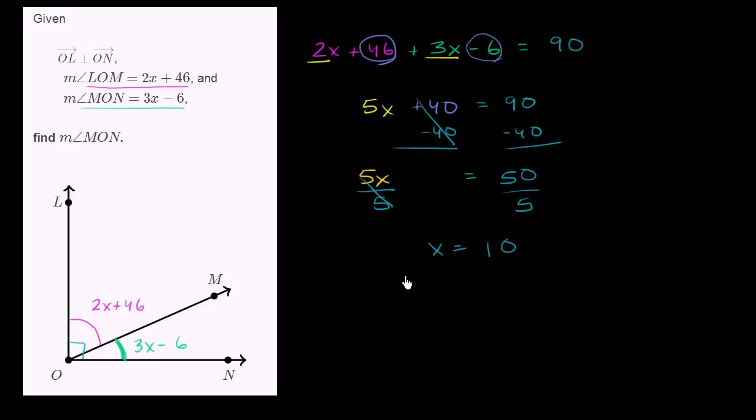Now, our answer is not 10. We've just figured out what x is. What they ask us for is the measure of angle MON. Well, we already know that the measure of angle MON is equal to 3x minus 6, which is equal to 3 times 10 minus 6. I wanted that minus 6 in that green color. Minus 6, which is equal to 24 degrees.